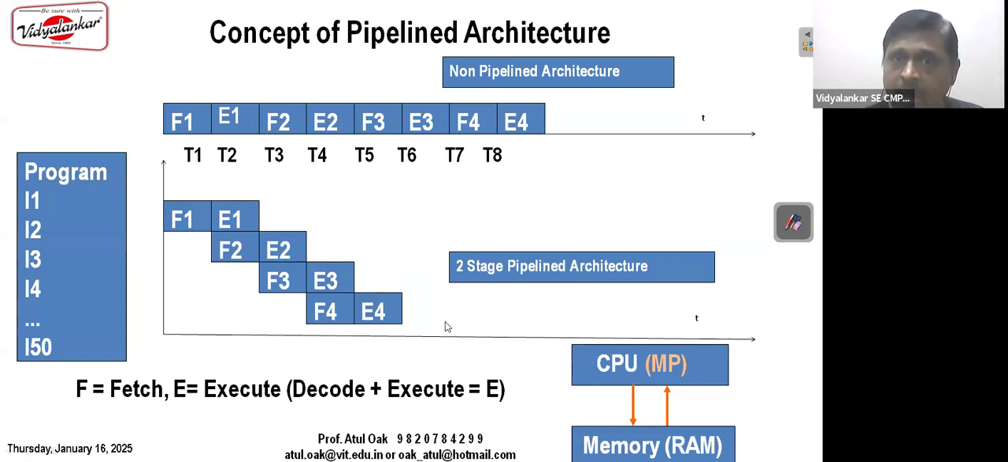That means I'm saving my time. T5 is much less than T8. That means my program is getting executed faster. That means my processor is better in performance. That means I should accept pipelined architecture. That's why today also we use pipelined architecture. Of course उसमें काफी सारे improvements है जो आगे के प्रोसेसर में हम लोग देखेंगे.